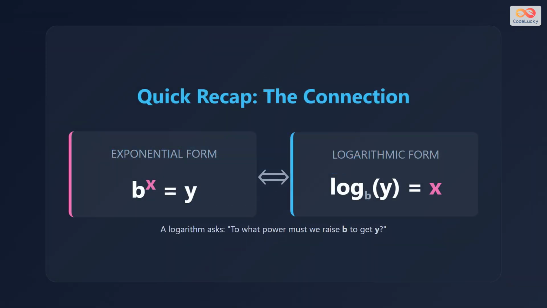Before we dive into the rule, let's quickly remember what a logarithm is. A logarithm is just another way to write an exponent. When we see log base b of y equals x, it is the exact same thing as saying b raised to the power of x equals y. Keep this connection in mind, because the rules for logs come directly from the rules for exponents.